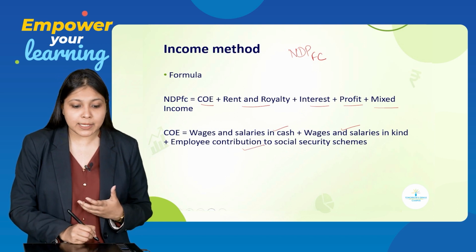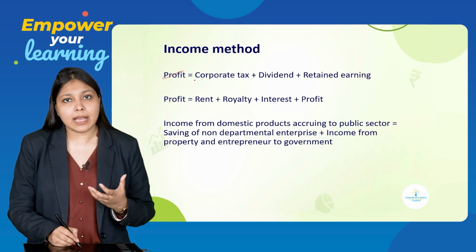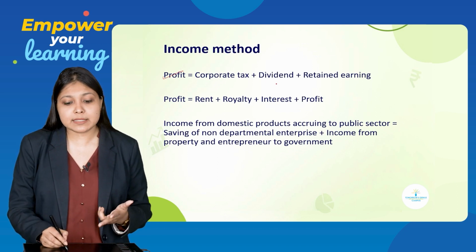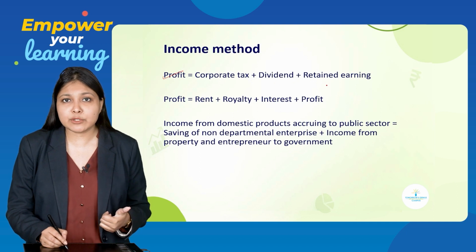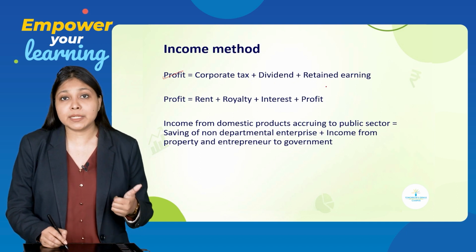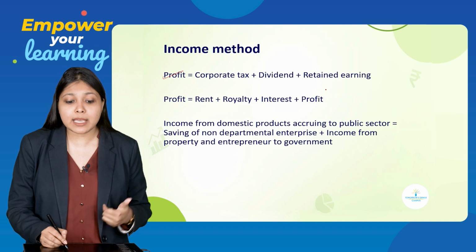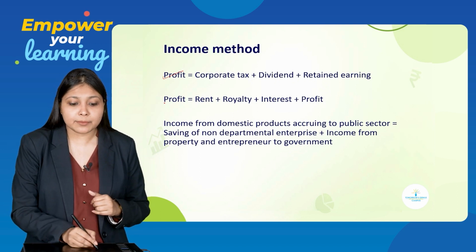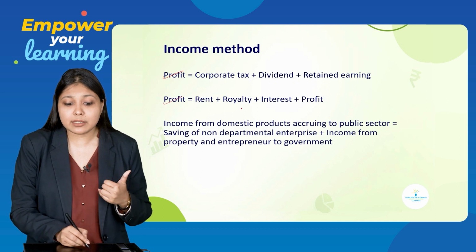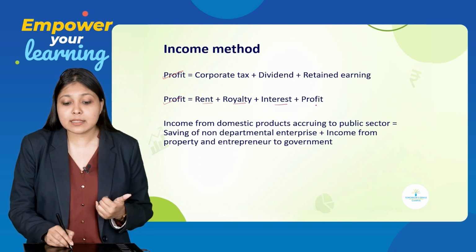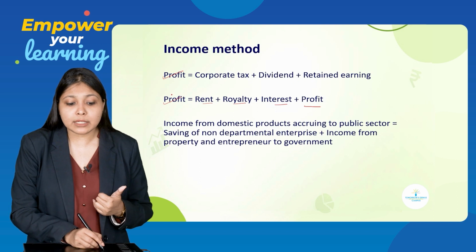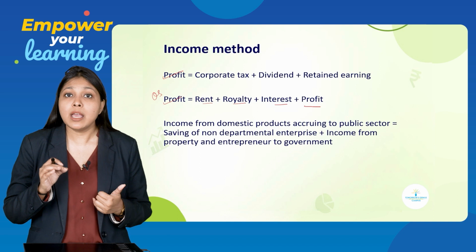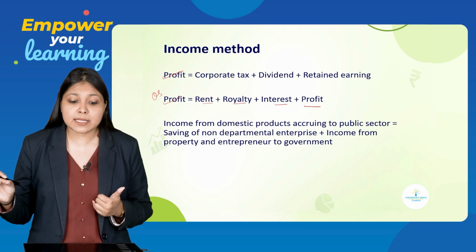So that is COE. Profit, again we know profit has three divisions: corporate tax plus dividend plus retained earnings. So if profit is directly given to you in the question, no problem. But if not, then the formula is corporate tax plus dividend plus retained earnings. Rent plus royalty plus interest plus profit is nothing but operating surplus. Operating surplus is equal to rent plus royalty plus interest plus profit.